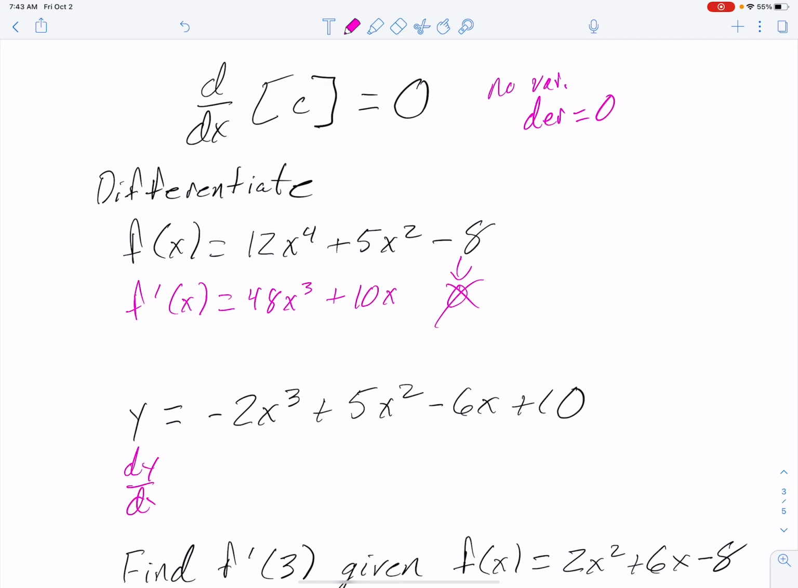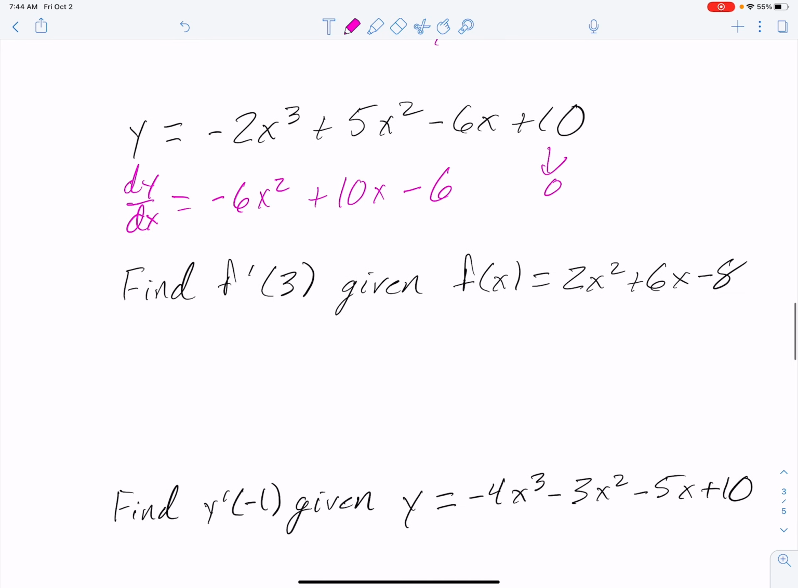My derivative for y. Derivative of negative 2x cubed. Negative 2 times 3 is negative 6. 3 minus 1 is 2. 5 times 2 is 10. 2 minus 1 is 1. Negative 6x times 1 would be negative 6x. 1 minus 1 would get me x to the 0. And then the derivative for 10 is 0. Now, since x to the 0 is just 1, we wouldn't even bother to have that value there.